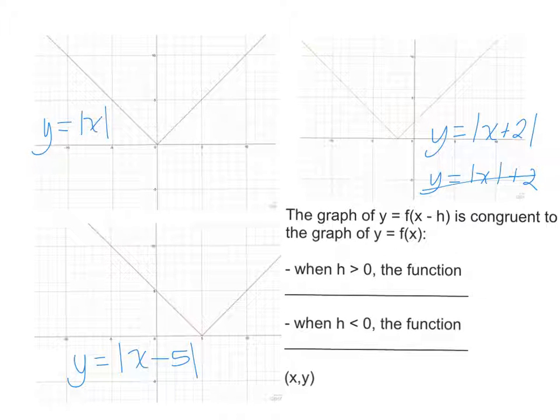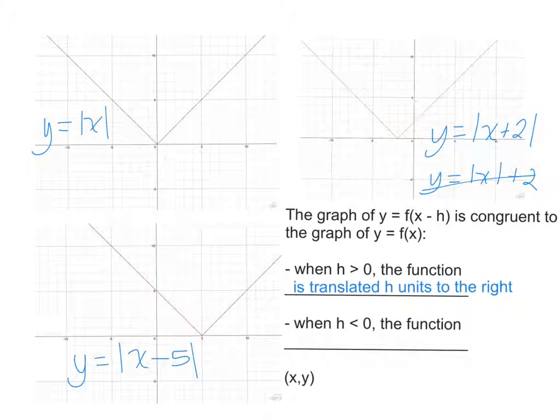This part is just a little bit confusing because it says the graph of y equals f of x minus h is congruent to the graph of y equals f of x. That makes sense. When h is greater than 0, the function is translated. Which direction is it translated? So when h is less than 0, that means you're subtracting a negative number, which actually looks like adding a number. The function is translated to the left.